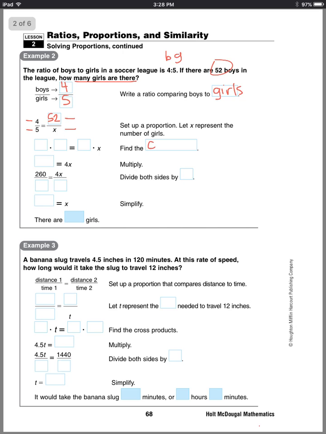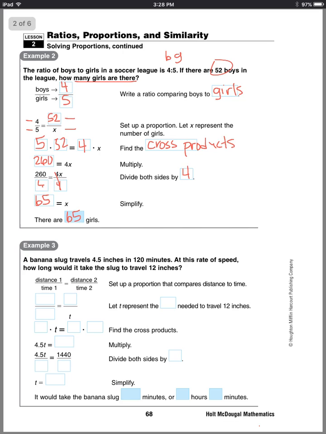the cross products. So we already have times X on the right side, so we're going to put 4 there, and then the 5 times 52 goes here. Okay, so 5 times 52 is 260, and then we're going to divide both sides by the coefficient, which is 4. When we divide both sides by the coefficient, the X comes down, and 260 divided by 4 is 65. I don't know why I just wrote a 2. So there are 65 girls in the league.